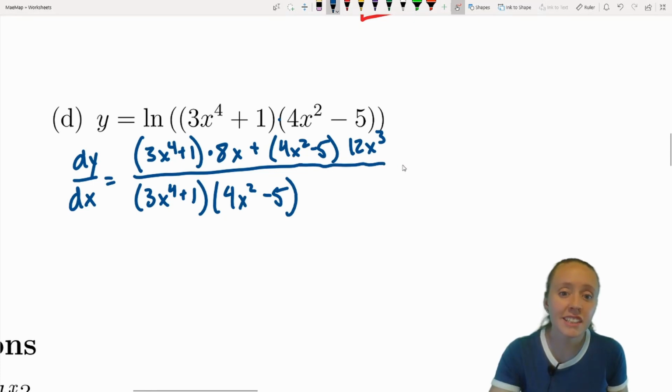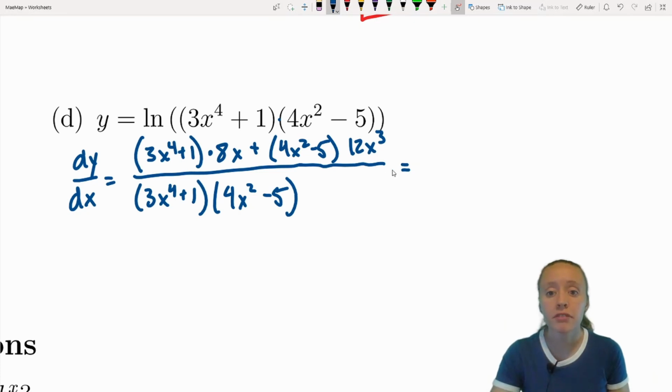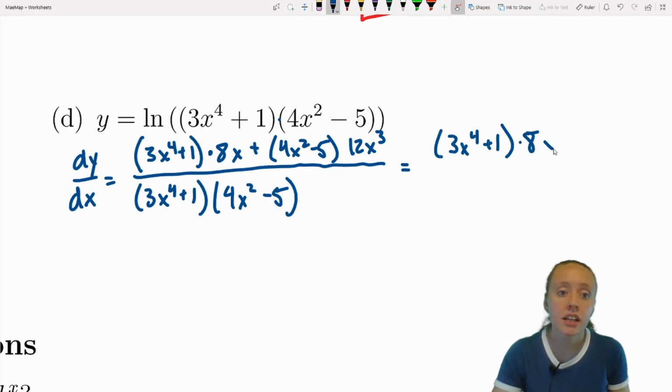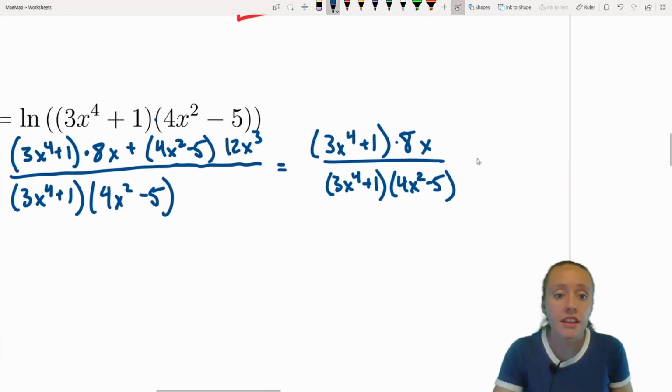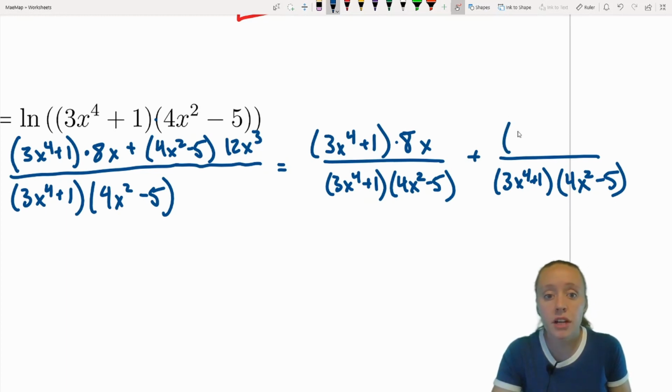Now what I want to note is that this is actually going to look a little bit neater if we split this fraction up. When I split my fraction up, I'll have (3x^4 + 1) times 8x all over that common denominator of (3x^4 + 1)(4x^2 - 5). And then I'll be adding that to, well, we have that same denominator, and my numerator for this term is (4x^2 - 5) times 12x^3.